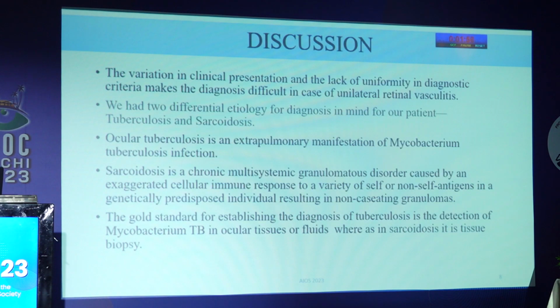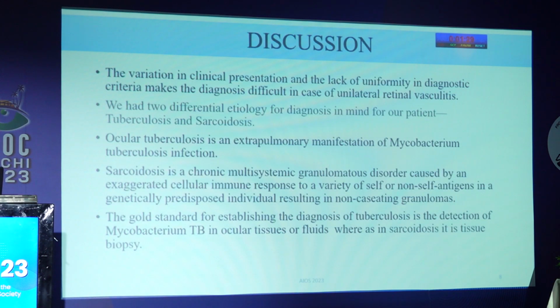The variation in the clinical presentation and lack of uniformity in diagnostic criteria makes the diagnosis difficult in case of vasculitis. We had two differentials, ocular tuberculosis and sarcoidosis. Ocular tuberculosis is an extrapulmonary manifestation of Mycobacterium tuberculosis infection. Sarcoidosis is a chronic multisystemic granulomatous disorder caused by an exaggerated cellular immune response to a variety of self or non-self antigens in genetically predisposed individuals, resulting in non-caseating granuloma.